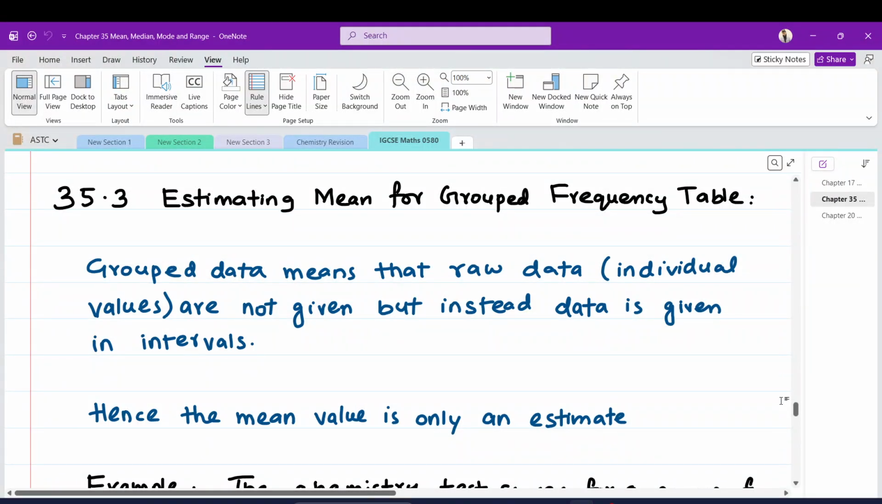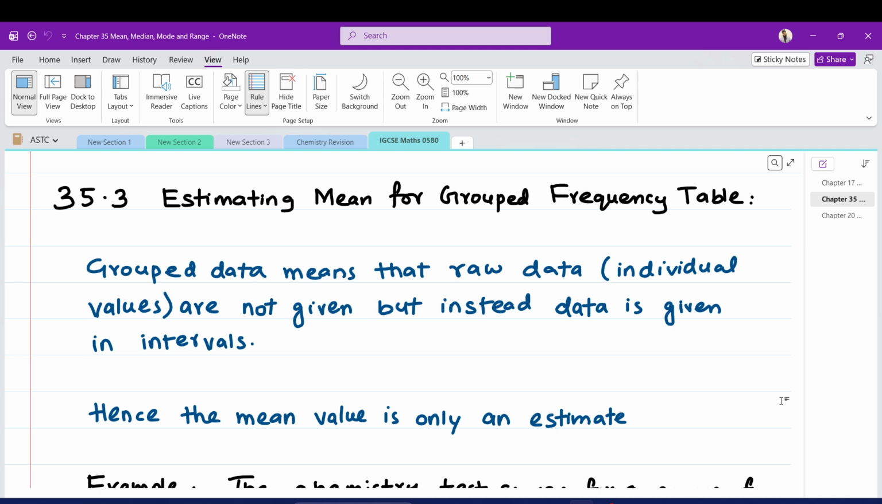Welcome to ASTC. In this video, we will be continuing with the last lecture of chapter number 35, which is estimating the mean for grouped frequency distribution. In the previous two videos, we have covered how to do various calculations like mean, median, mode, and range on raw data. Then we did calculations on ungrouped frequency distribution tables. And now finally we will be looking at how to estimate the mean if the data that is given to us is grouped in a frequency table.